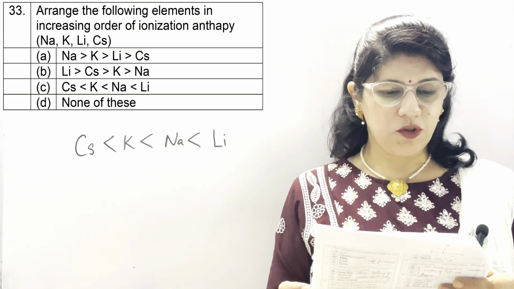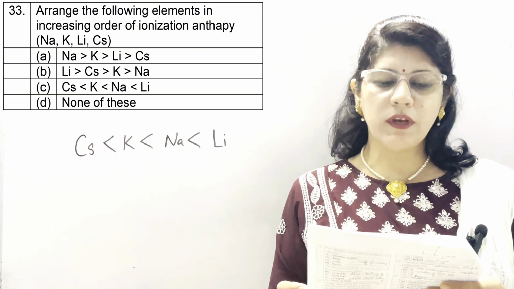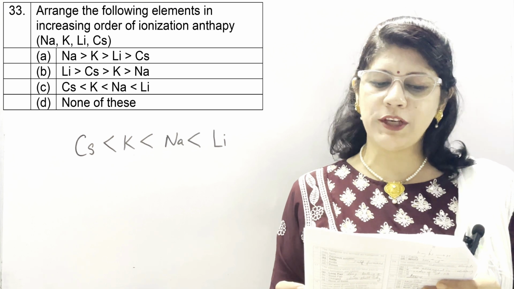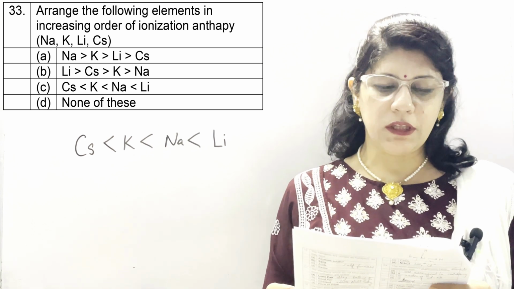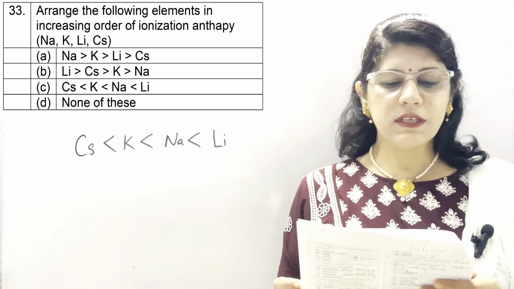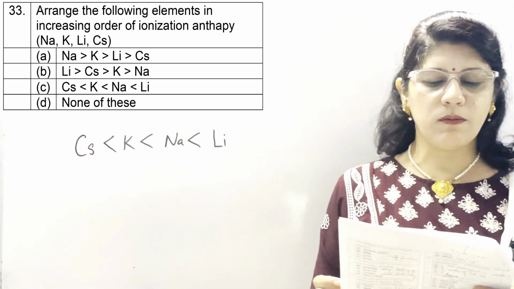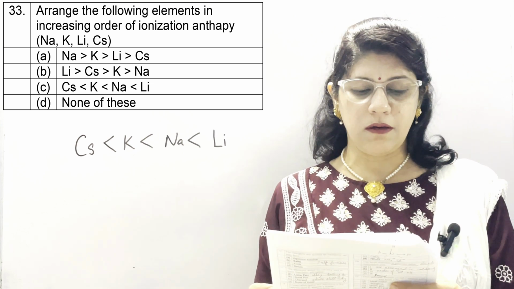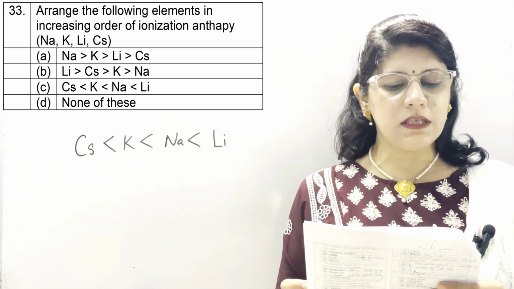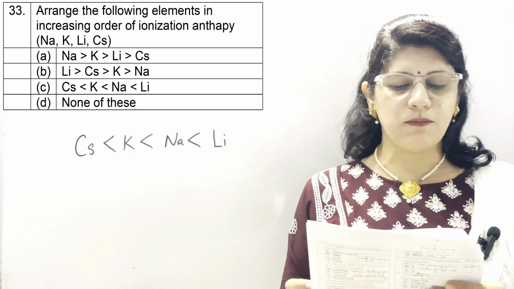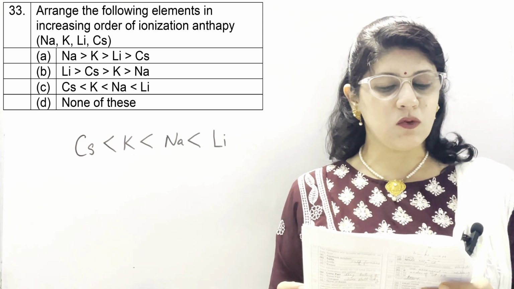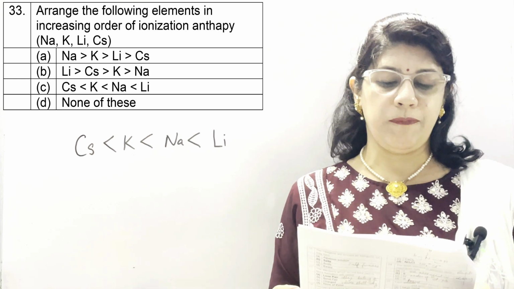In question number 33, arrange the following elements in increasing order of ionization enthalpy, and the elements given are sodium, potassium, lithium and cesium. Options given are sodium greater than potassium, greater than lithium and then greater than cesium. In B option, lithium is greater than cesium, then potassium and then sodium. In C option, cesium is less than potassium and potassium is less than sodium and then less than lithium.